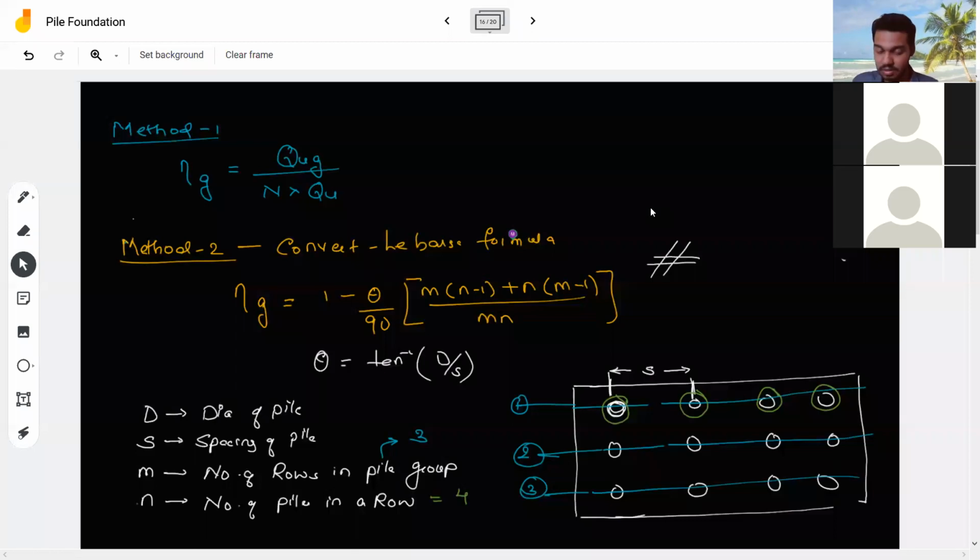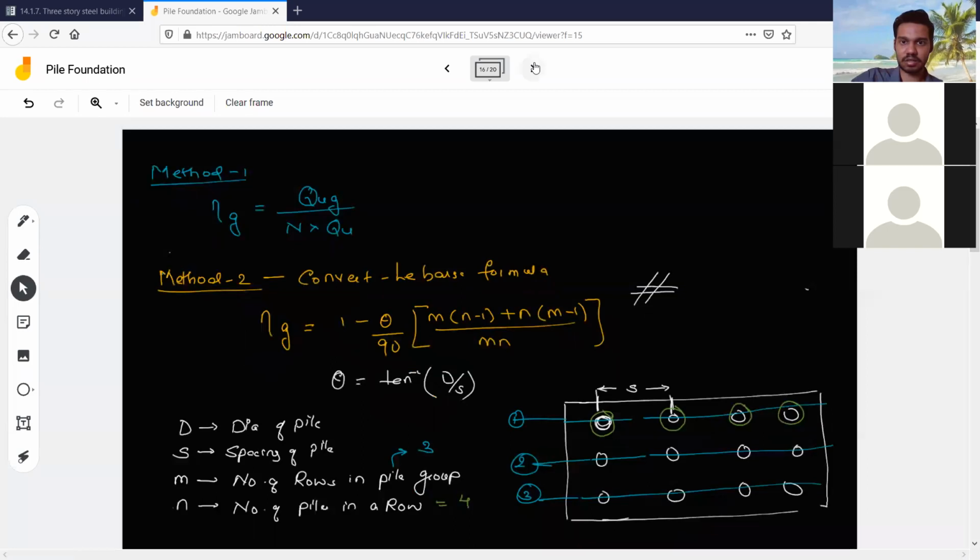So again I'm telling you, d means the diameter of the pile. What is its diameter? S means the spacing of the pile. What is the spacing? Rows in the pile group: you have 1 row, second row, third row. There are 3 rows, so m is 3. N is the number of piles in a row. How many piles are in one row? 1, 2, 3, 4. So that is 4.